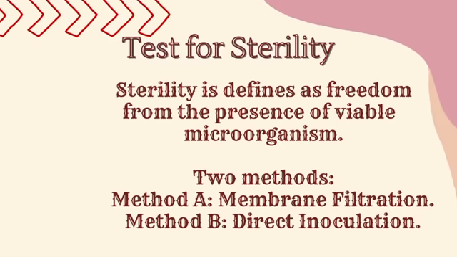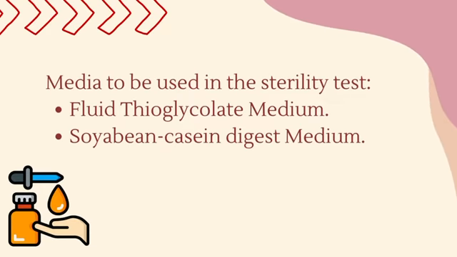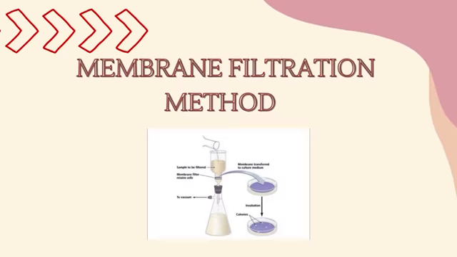Test for sterility. Sterility is defined as freedom from the presence of viable microorganisms. It has two methods. Method A, membrane filtration. Method B, direct inoculation. Media to be used in the sterility test: fluid thioglycollate medium and soybean casein digest medium.